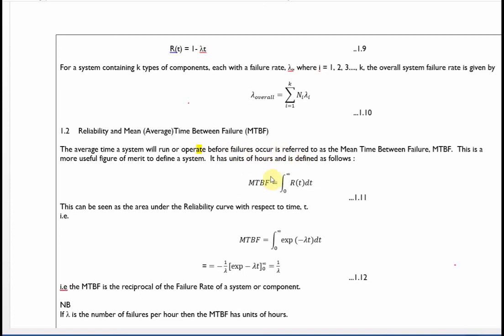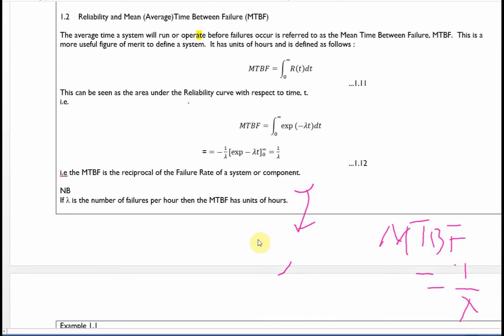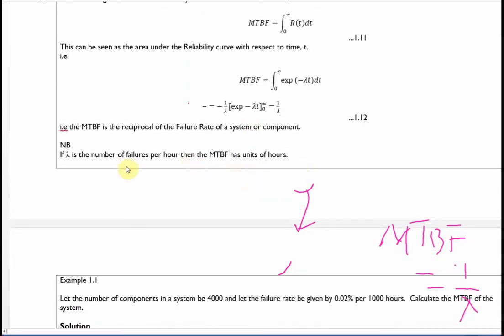It is given by the integral of the reliability, that is the area under the reliability curve. When we solve that, of course we know that the reliability is equal to exponent of minus lambda t, and we end up with the mean time between failure equal to 1 upon the failure rate. That is the reciprocal of the failure rate. It is given in hours, since the failure rate is measured per hour and the MTBF is also measured in hours. It is getting too long now, so I think we will stop here for now.